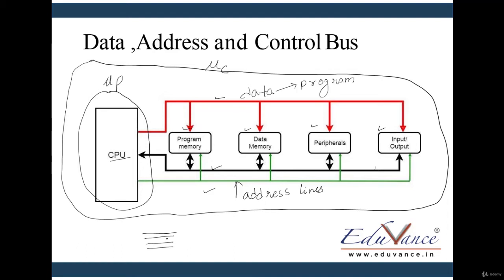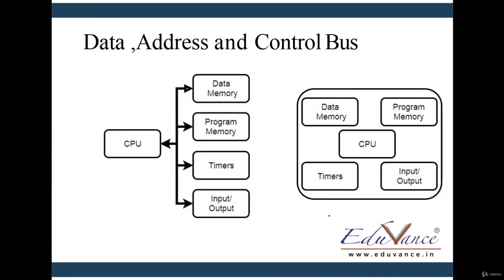Control lines have three functions, that is read, write and select. You can do any of these three operations using control lines. So this is common between microprocessor and microcontroller.